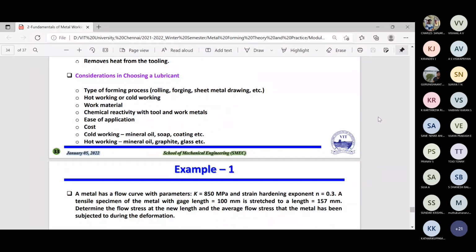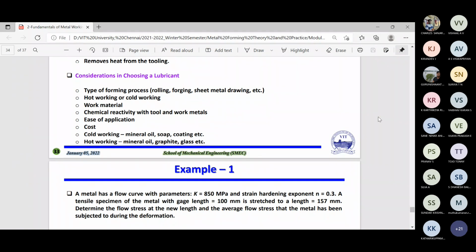A metal has a flow curve with parameters k equal to 850 megapascal and strain hardening exponent n equal to 0.3. A tensile specimen of the metal with gauge length equal to 100 millimeter is stretched to a length of 157 mm. Determine the flow stress at the new length and the average flow stress that the metal has been subjected to during the deformation.